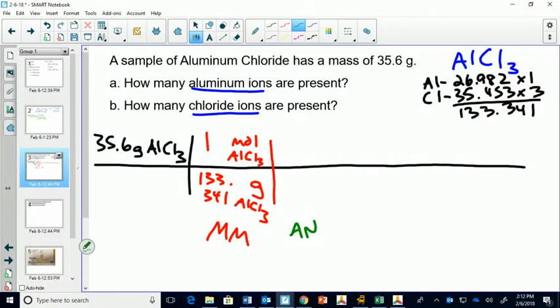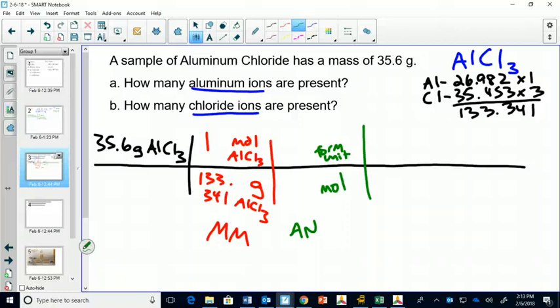I would hope you would know between those units. So here's moles, right? And in this case, we're not getting to ions because AlCl3 is not an ion. AlCl3 would be a formula unit. That's the smallest piece of an ionic compound. So where would Avogadro's number go? Would it go on the bottom or would it go on the top?